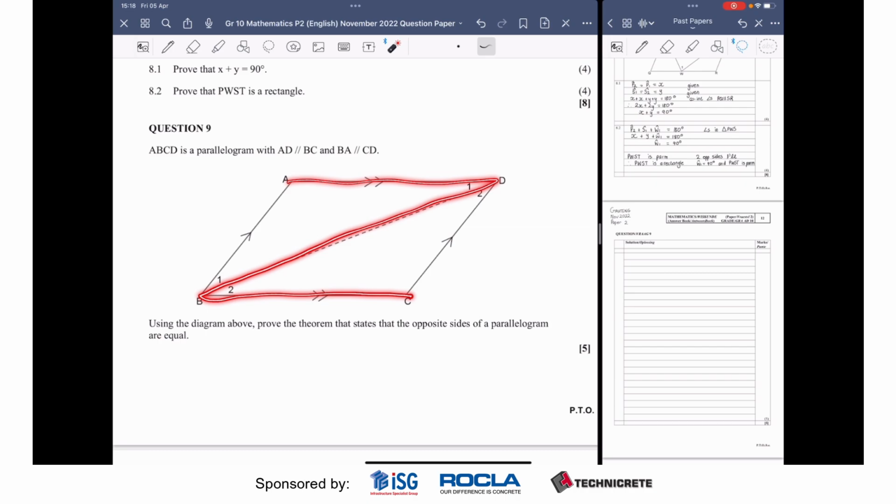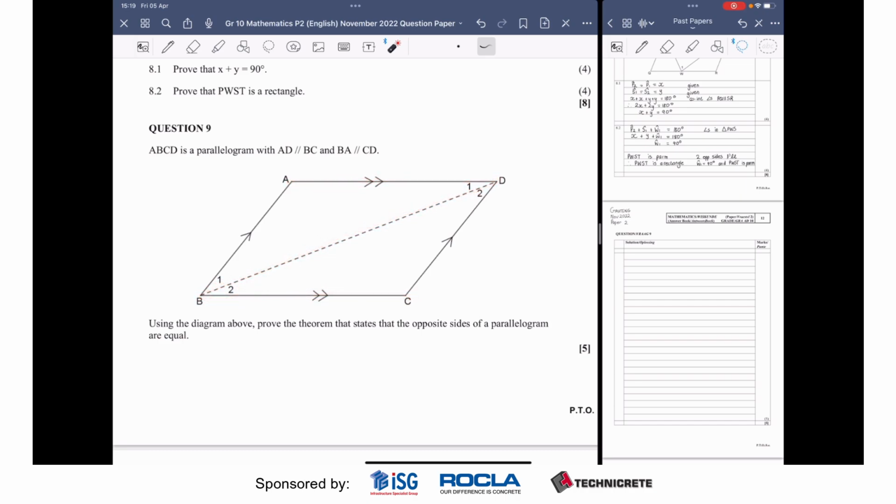So I can use the parallel sides. The only thing that I can't use is the equal sides because that's what I'm trying to prove. So I'm told these are parallel sides, which means that I can use my alternate angles. If I've got these two parallel lines, AD and BC, then this angle is going to be equal to this angle from alternate angles.